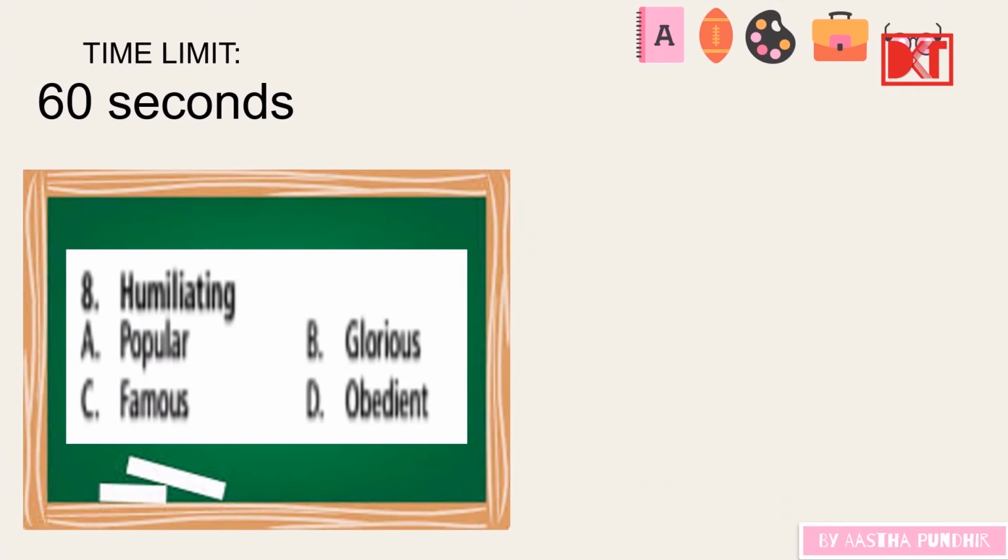Okay, next up we have humiliating. Options are popular, glorious, famous, and obedient. Now humiliating is something that causes humiliation, something you're embarrassed of. So the opposite would be glorious. Glorious is something that you're proud of, that brings you glory. The other options, popular, famous, obedient, are not really direct synonyms or antonyms.